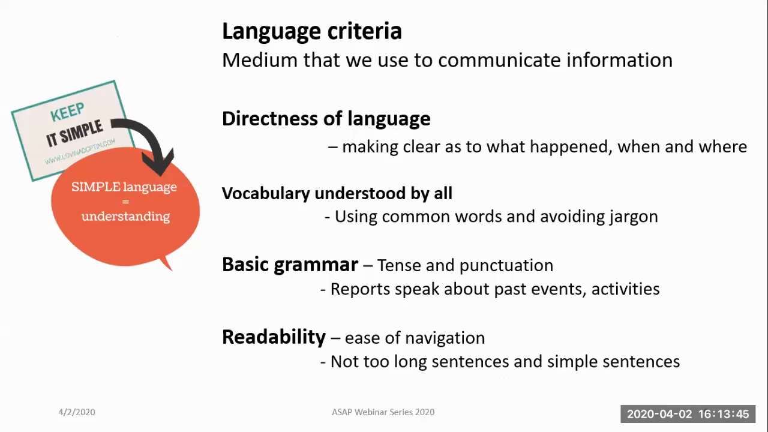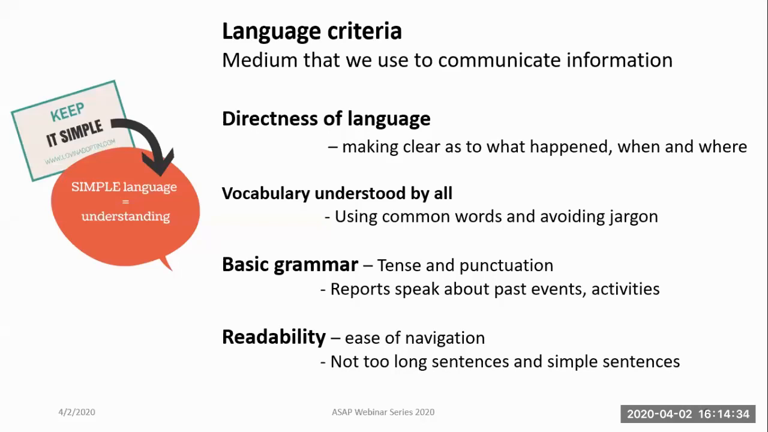When it comes to language, as I have already mentioned, it is the medium through which we communicate with the audience. So it has got much importance in documentation work. Now, we find that there are four aspects when it comes to language criteria. The first and foremost is the directness of language. How direct are we in conveying the information? Are we making clear as to what happened, when and where, in simple way? Or are we confusing the reader by making many statements which are irrelevant in a very complex way? So that is directness of language.